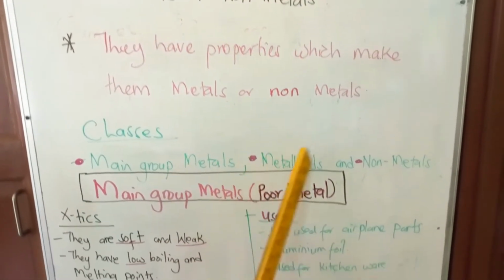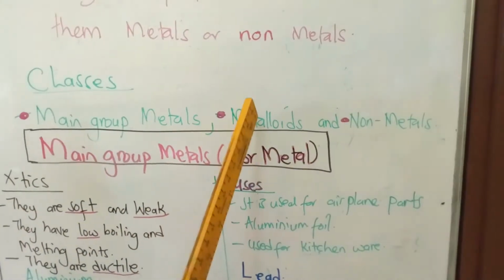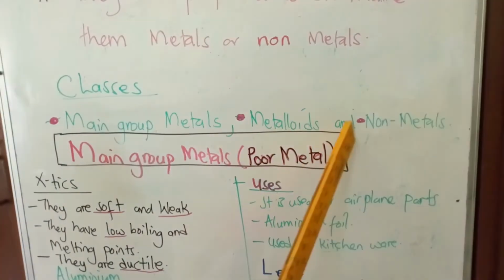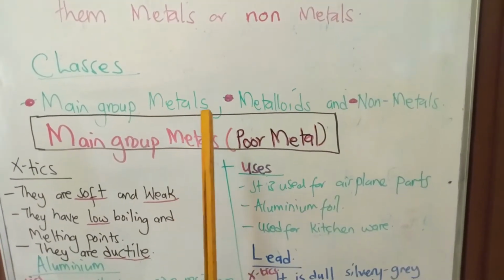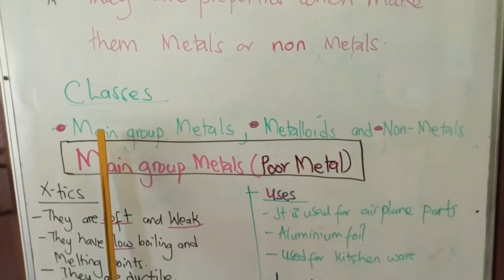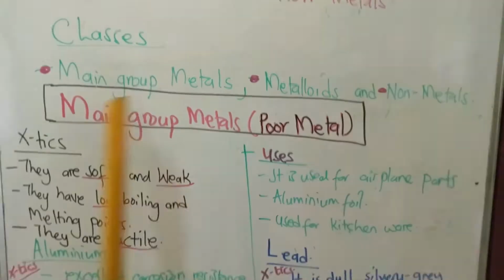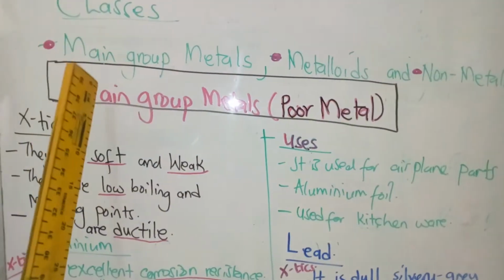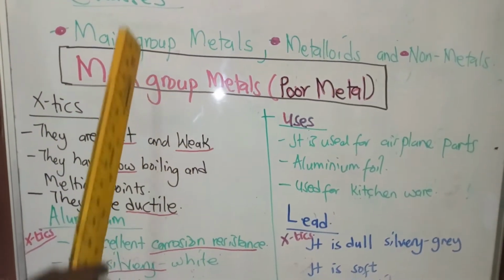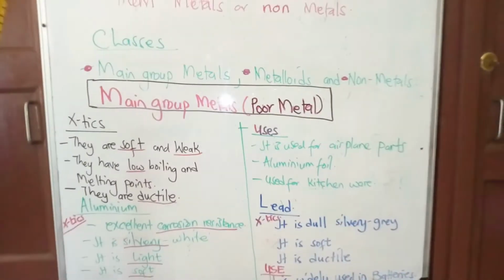Then we have the metalloids. These ones have both metallic and non-metallic properties in the main group elements. Then we have the non-metals. For them, they do not have anything like metallic properties in them. So today we are going to look at the main group metals, and we commonly call them the poor metals. So when you come across the poor metals, those are the main group metals. They lie under the main group elements. That is the last block of the periodic table.